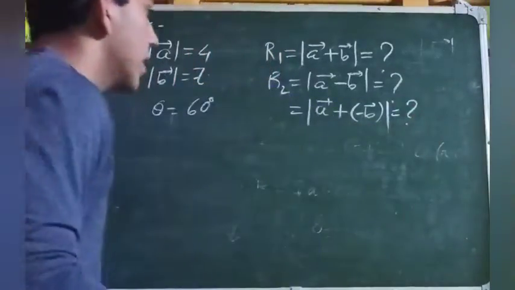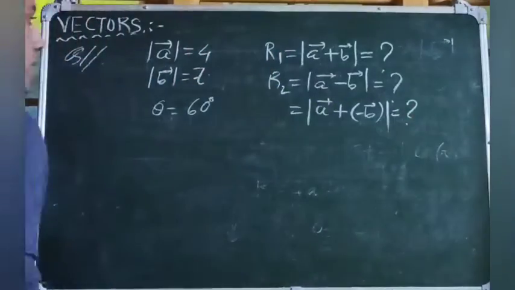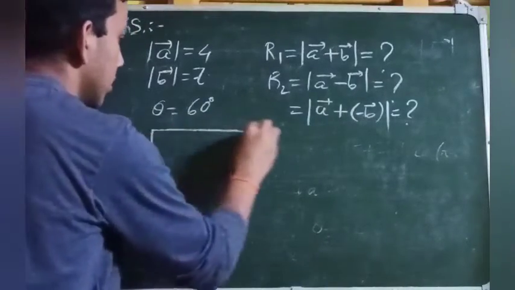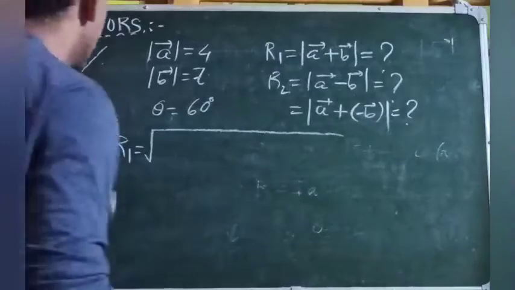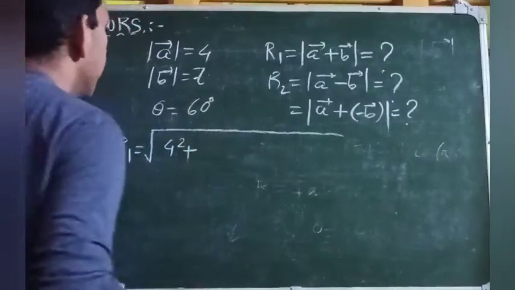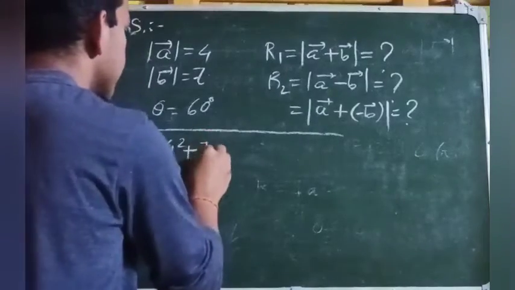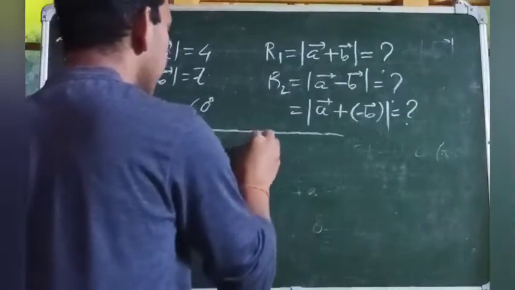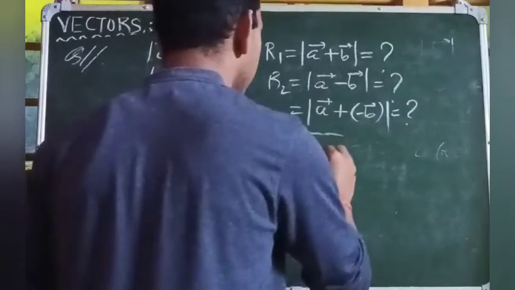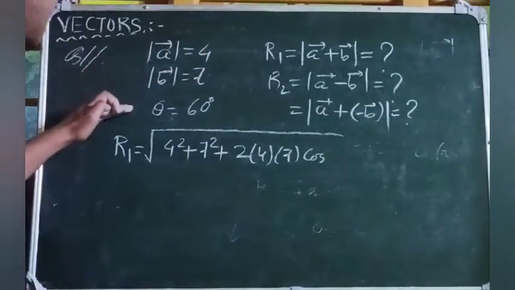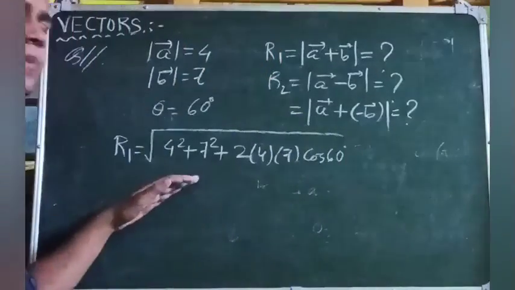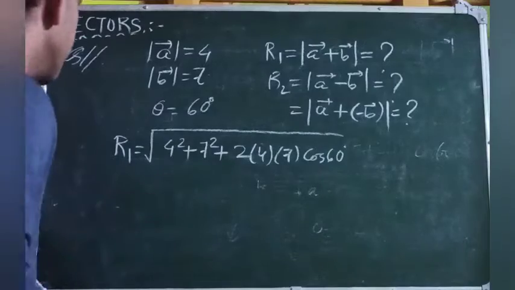Here we have to calculate this also. So using the direct formula for R1, we will get root under the magnitude of a vector square, which is 4 square, plus the magnitude of b vector square, which is 7 square, plus 2 times 4 multiplied with 7 times cos of the angle between a vector and b vector, which is 60 degree. This can be simplified. I hope you all can do this.